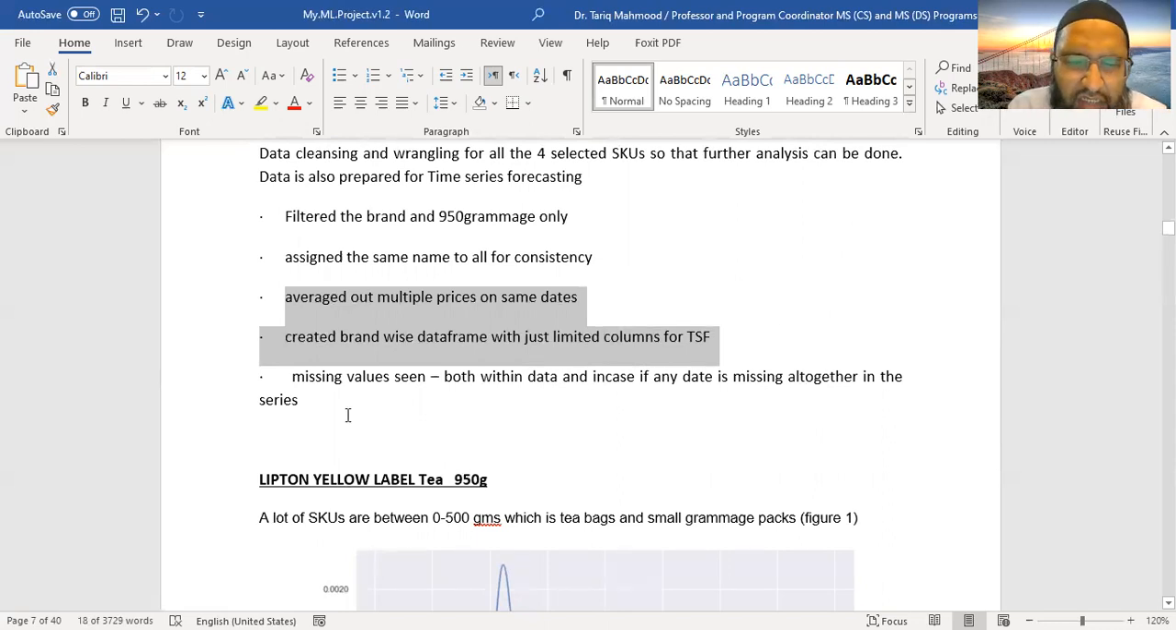Let's see if the student has done the missing value analysis for time series data, because we do need to have homogeneous dates. If one date is missing, then definitely we need to forecast for that date, or we need to fill up the missing values for that date using different methods for time series data. Yeah, we did that in this case.